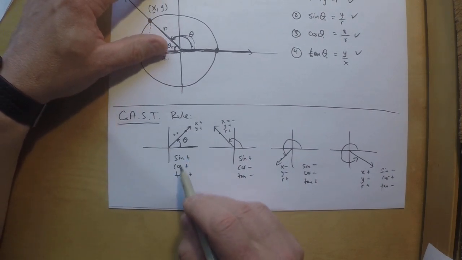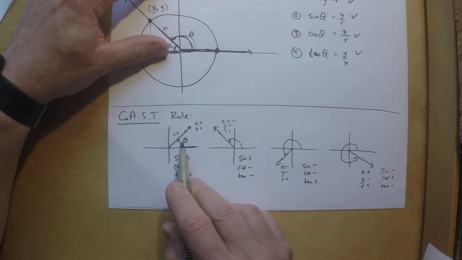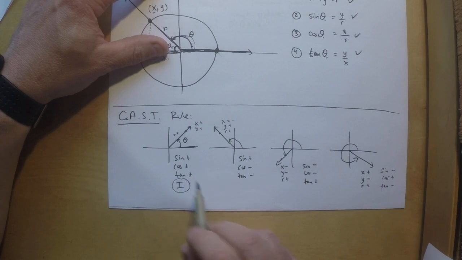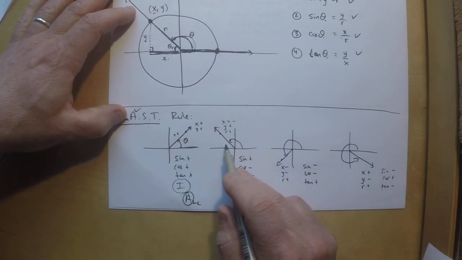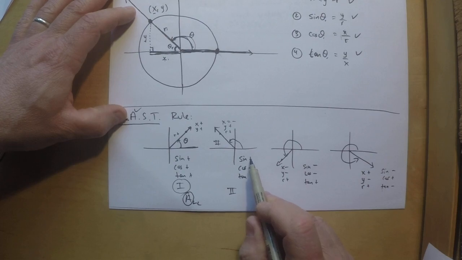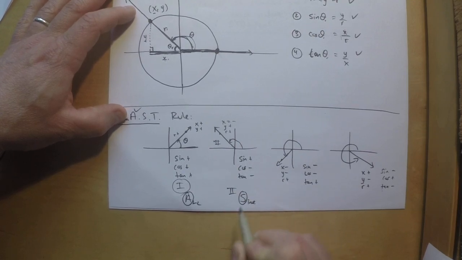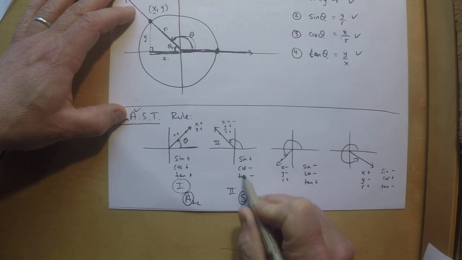But technically, if you look here, in quadrant 1, all of them are positive. So they call that all, A. That's the A of the CAST. In quadrant 2, sine is positive, cos and tan are negative. So we're just going to memorize the positive. Sine is positive. By default, sine and cos are negative. Sorry, cosine and tan are negative.